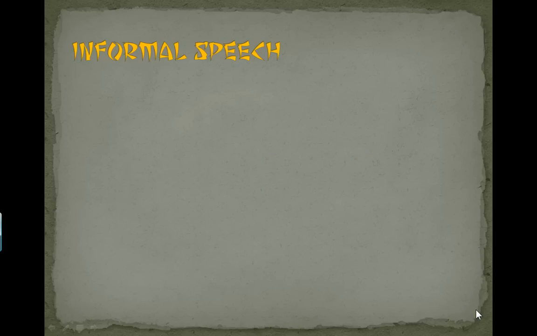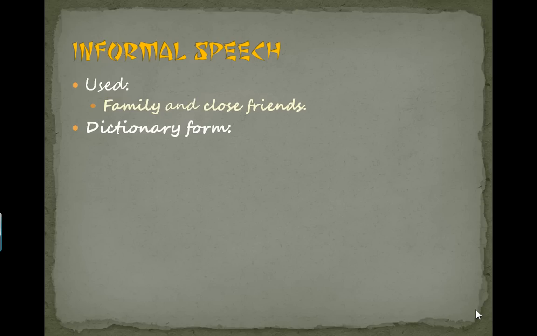First, I would like to talk about the informal speech. The informal speech is used with family and close friends. It takes the dictionary form. By dictionary form, I mean the form that you find in the dictionary, quite obviously. For example, this kanji over here with ru means okuru, which means to send, like to send an object to someone. This is the dictionary form, the form you'll find in the dictionary.